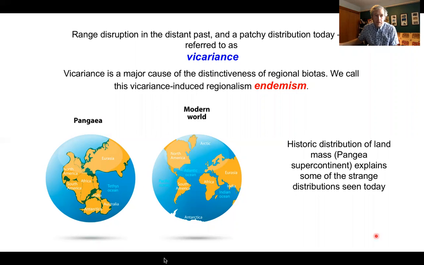Okay, so if we go back to, think about when Pangaea was going and all the continents were stuck together, we now have the modern world, but different continents broke off from each other at different times. And this historic distribution of landmass in the Pangaea supercontinent explains some of the bizarre and strange distributions of animals and plants that we see today.